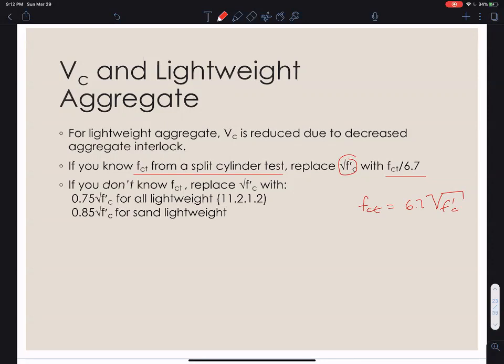This lambda factor though, the lambda square root f'c, if it's all lightweight, lambda equals 0.75, and if it's sand lightweight, it's 0.85. All lightweight means all the aggregate has been replaced with lightweight aggregate and there's no sand. And sand lightweight means the coarse aggregate has been replaced with lightweight aggregate, but you still have sand in the mixture.